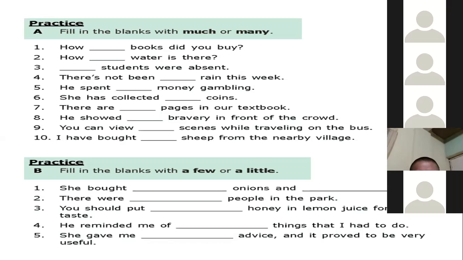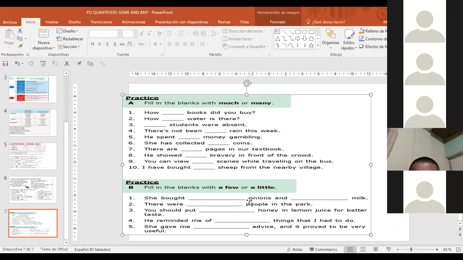Okay, now exercise B. Now we are going to use few and a little. Remember that a few, it's for countable, and a little for uncountable. So let's see. She bought a few or a little onions? A few. Yes, a few onions and? A little milk. A little milk. Very good.